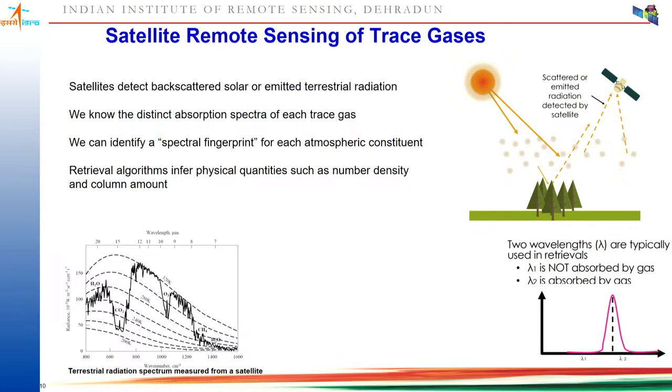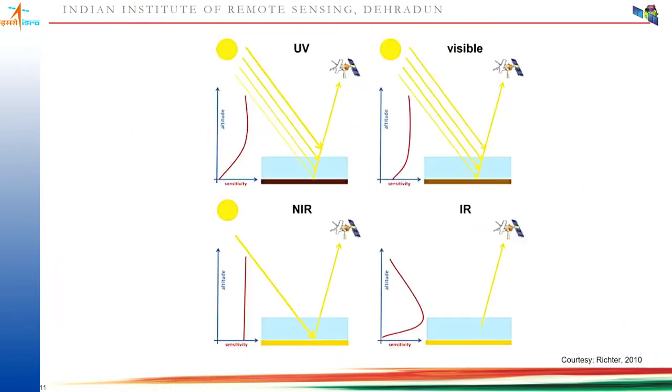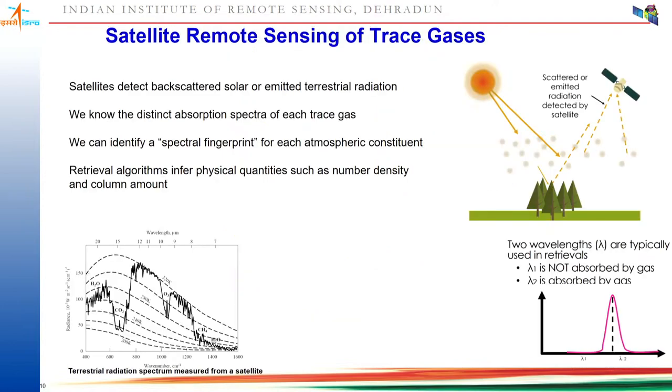Now, what happens here is that the satellite detects scattered solar or emitted terrestrial radiation. We have discussed this, and we know that each trace gas has a distinct absorption spectrum, as we have seen. So we put a sensor, designed to measure those specific species in the atmosphere. So we can say that we can identify a spectral fingerprint for each atmospheric constituent.